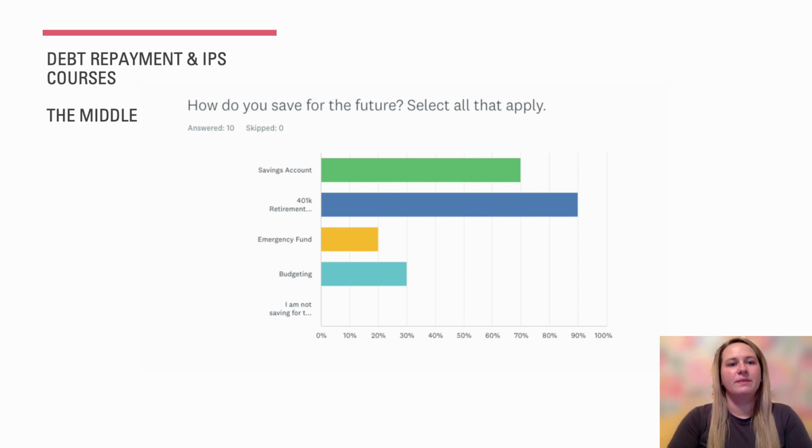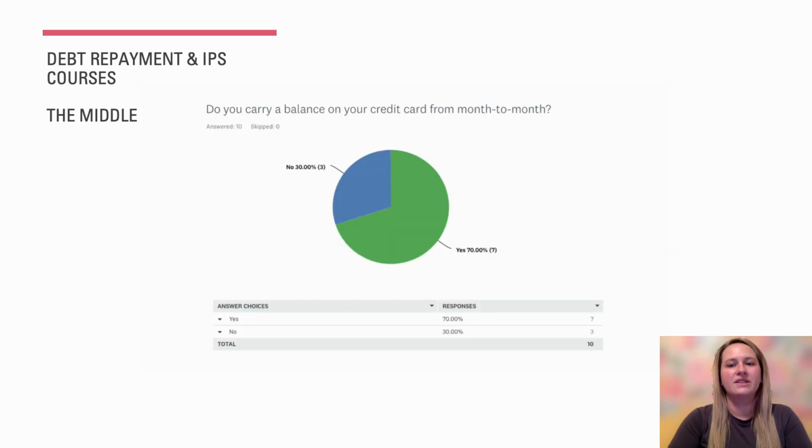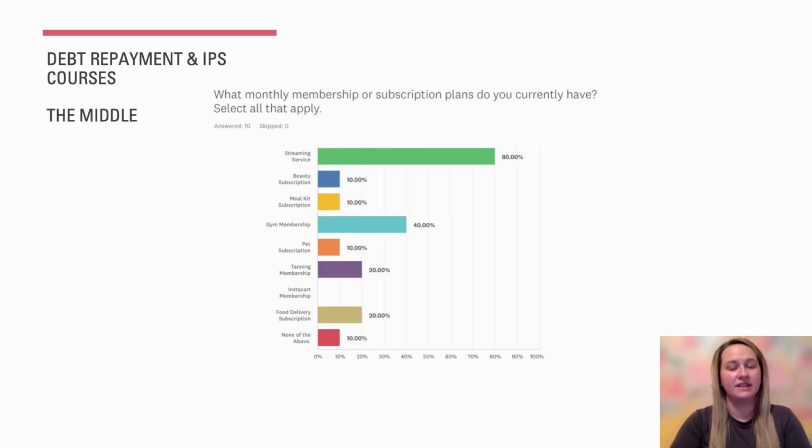It looks like 70% of my participants are carrying a balance on a credit card. This is okay if that credit card has a 0% interest rate. Otherwise, they could be paying more for their debt. Here I wanted to know about spending habits. It looks like one person doesn't have any of these monthly services, and the most common is streaming services.